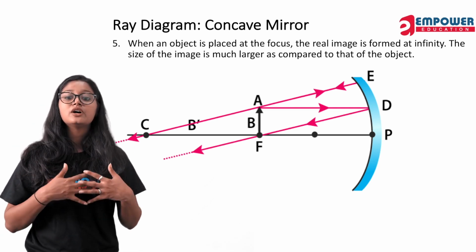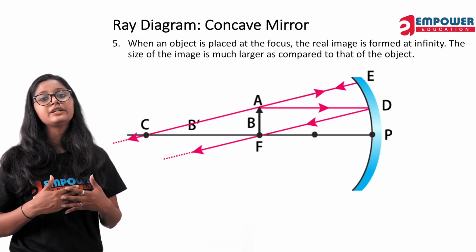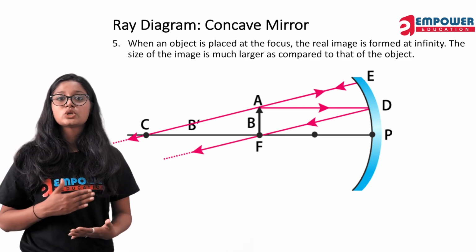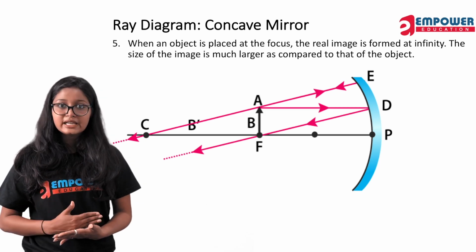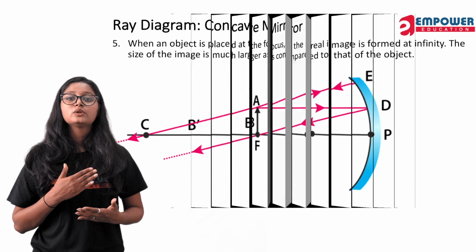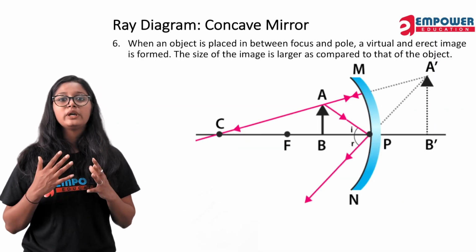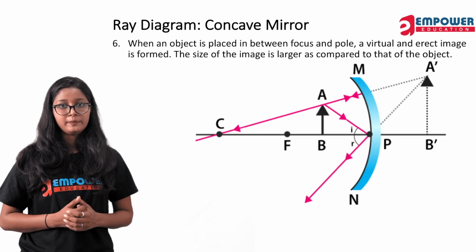So we will get a real image, but this image will be formed at infinity. So this is about the ray diagram when the object is placed at the focal point. Now next is, if the object is placed between the pole and the focal point.